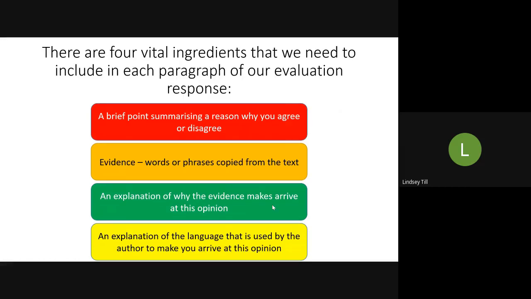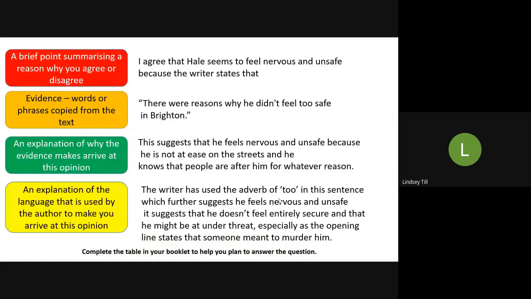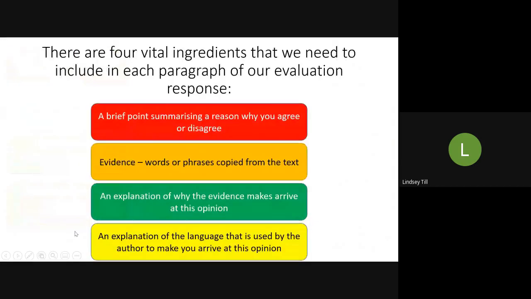So why does that evidence make me arrive at the opinion that, yes, he does seem to feel nervous and unsafe? This suggests that he feels nervous and unsafe because he is not at ease on the streets and he knows that people are after him for whatever reason. Now, very, very important, and the thing that most students forget to do, is an explanation of the language or the structure that's used by the author to make you arrive at this opinion.